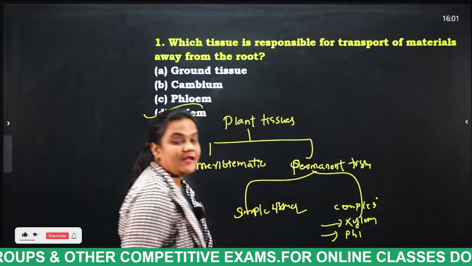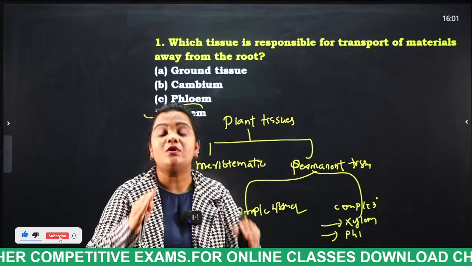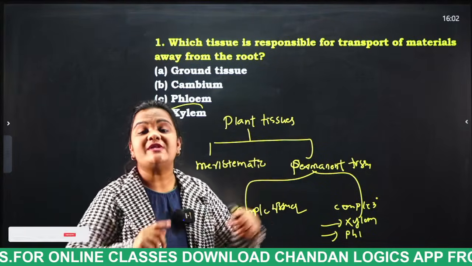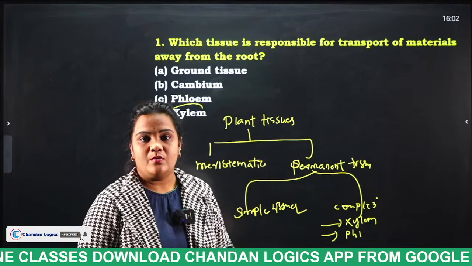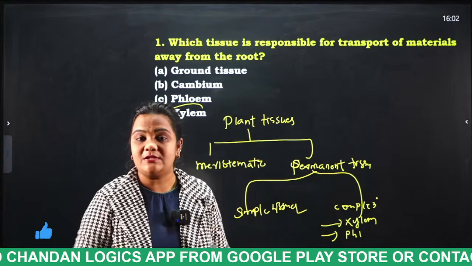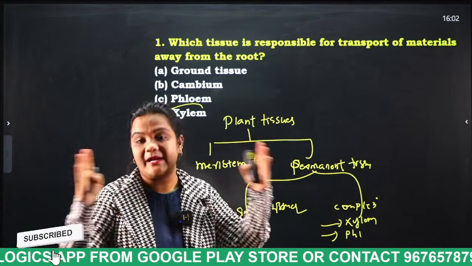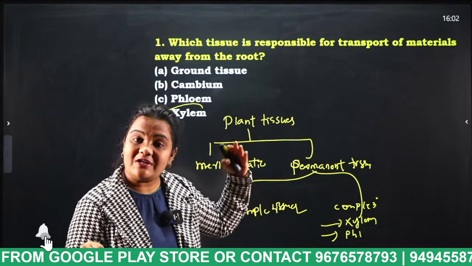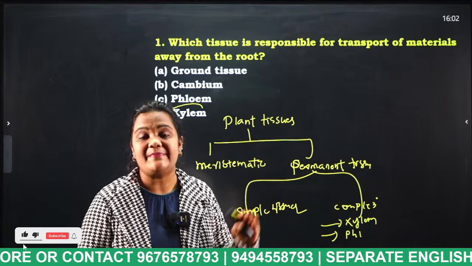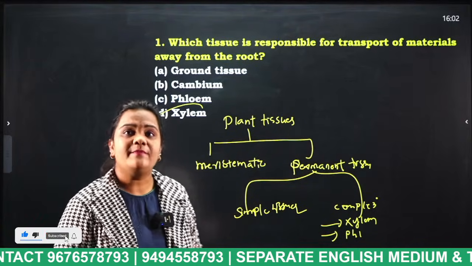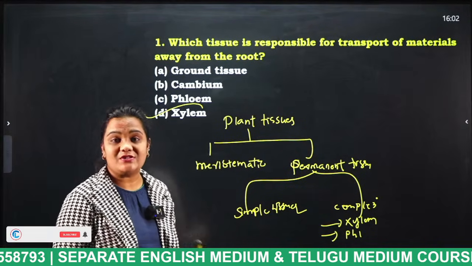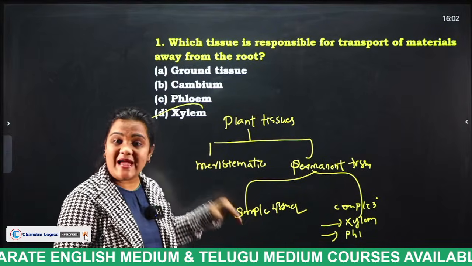So what is the xylem? The xylem transports water from the roots throughout the stems, in only one direction. When it comes to phloem, it transports food and nutrients throughout the plant in both directions. That is the difference between xylem and phloem, and both are complex tissues present in the plant. Very good students. Everybody has to know each and every topic which I am explaining.